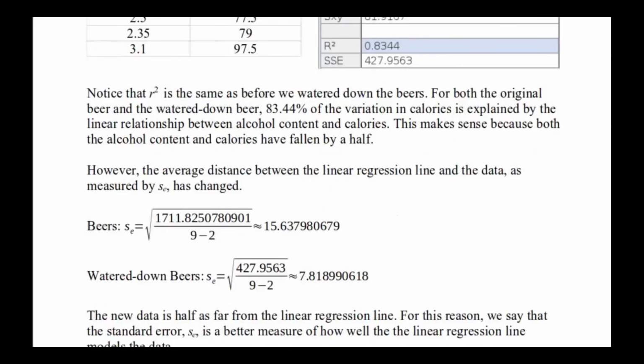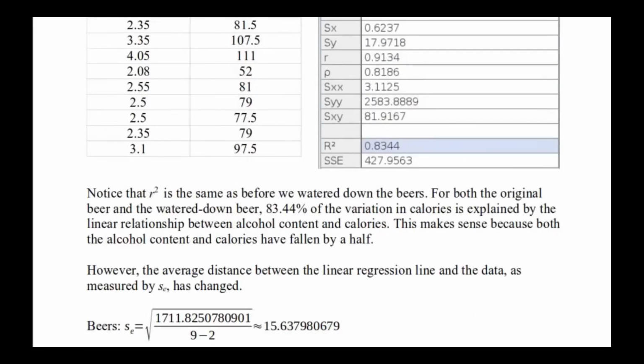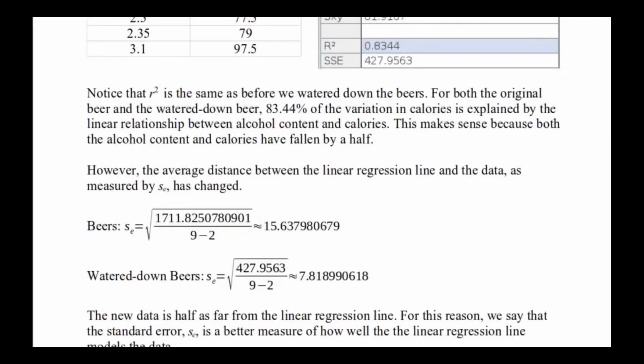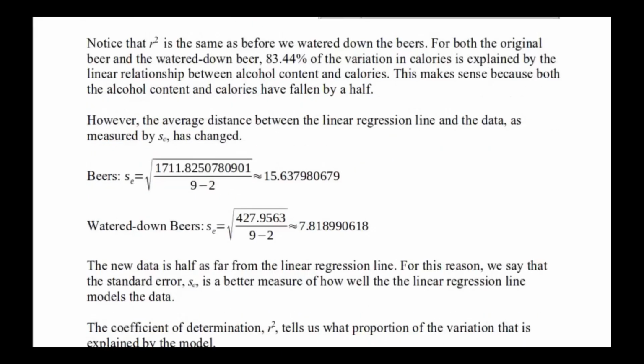However, the average distance between the linear regression line and the data, as measured by the standard error of the estimate, that is S sub e, has changed. Notice that our SSE is different. When we plug it in for the watered down beers, we get half of the standard error of the estimate for the beers to begin with. The new data is half as far from the linear regression line.